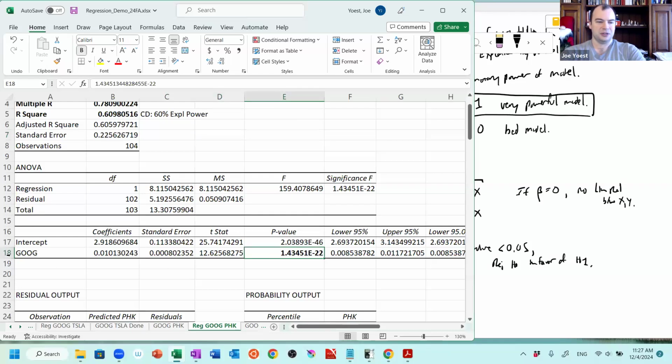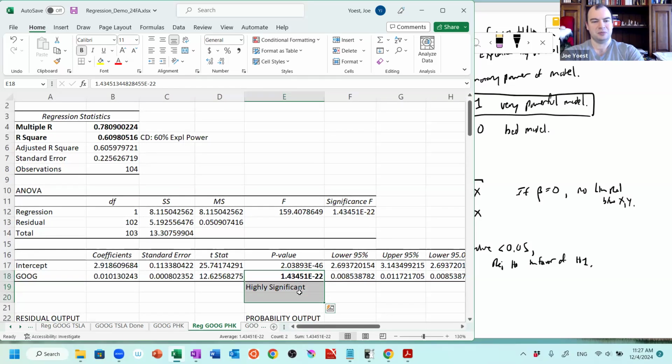I see my p-value for the slope, the p-value corresponding to Google, the other variable, is highly significant. Right, 10 to the minus, this e minus 22 means times 10 to the power minus 22. If we see a 10 to the minus 2, that's 1%, that would be highly significant. 10 to the minus 22 is extremely highly significant. Now remember, high significance doesn't necessarily mean high practical relevance. This might be a highly significant result, but I might still not want to use this model.